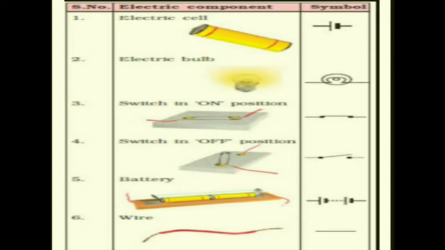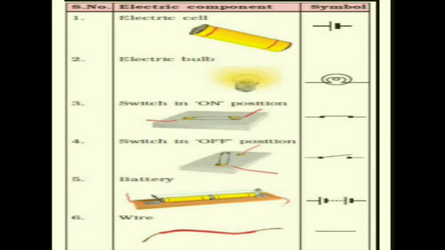Next is wire. It is represented by a straight line. It provides a medium for the flow of current in a circuit. Usually wire is made of copper coated with a plastic covering. Next is a battery. A combination of two or more cells is known as a battery.